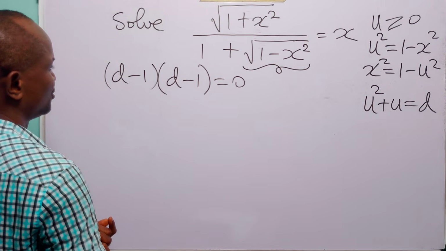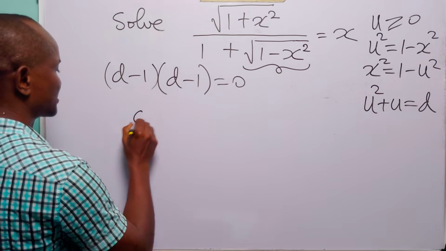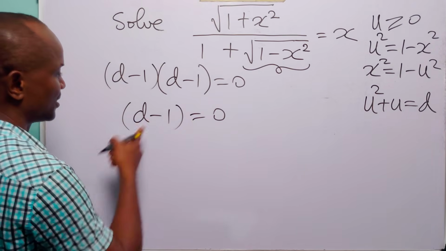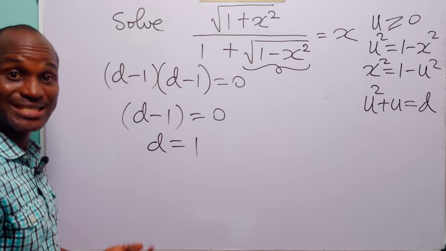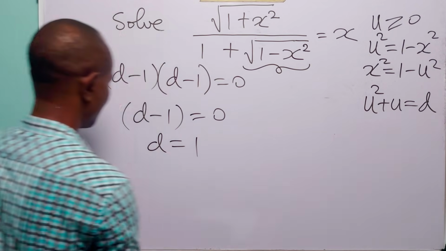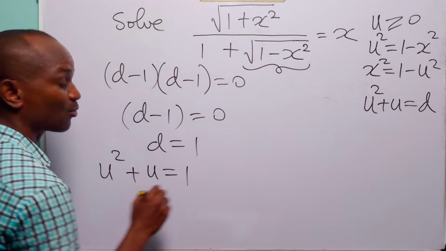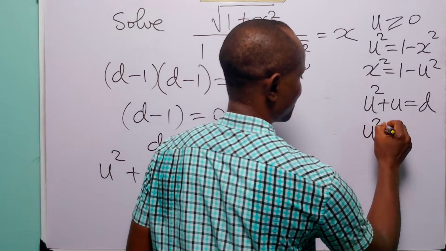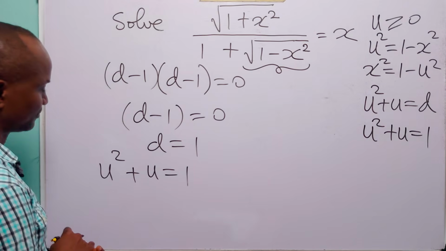And of course, you can see that both of these brackets are exactly the same. So we have that d minus 1 is equal to 0. And from here, we have that d is equal to 1, which simply means that u squared plus u is equal to 1. Now, let us write this down somewhere because we are still going to use this equation.